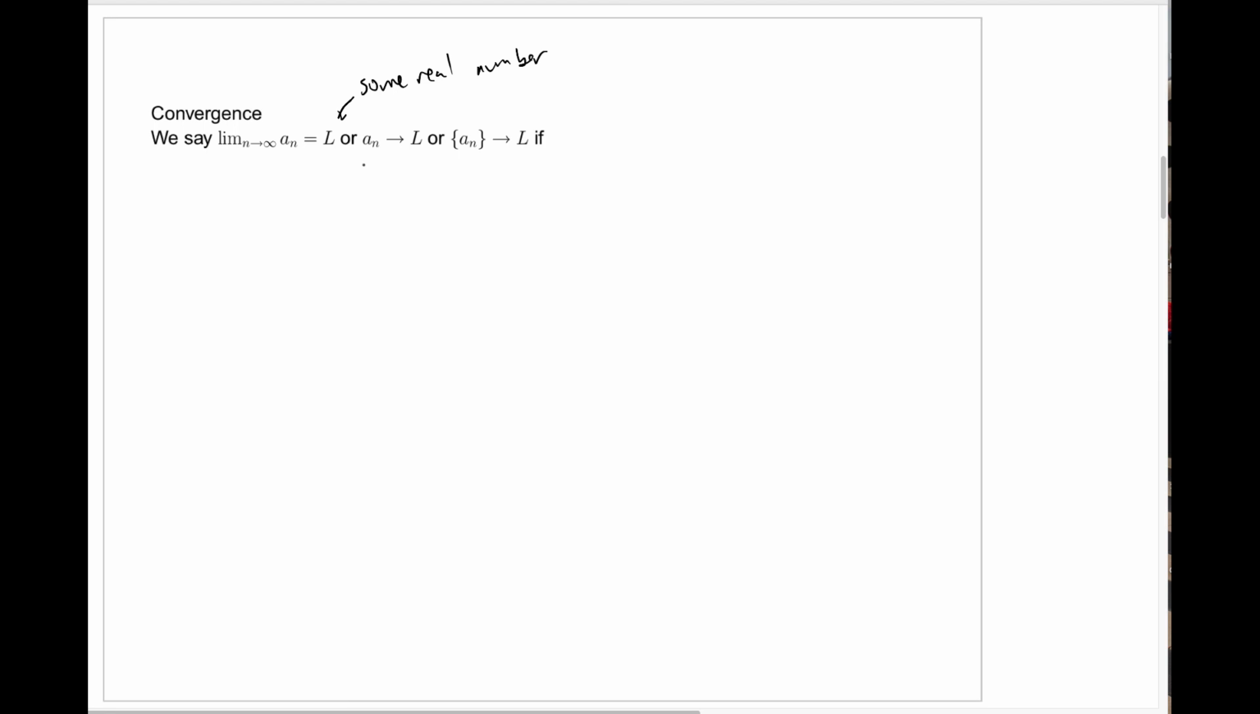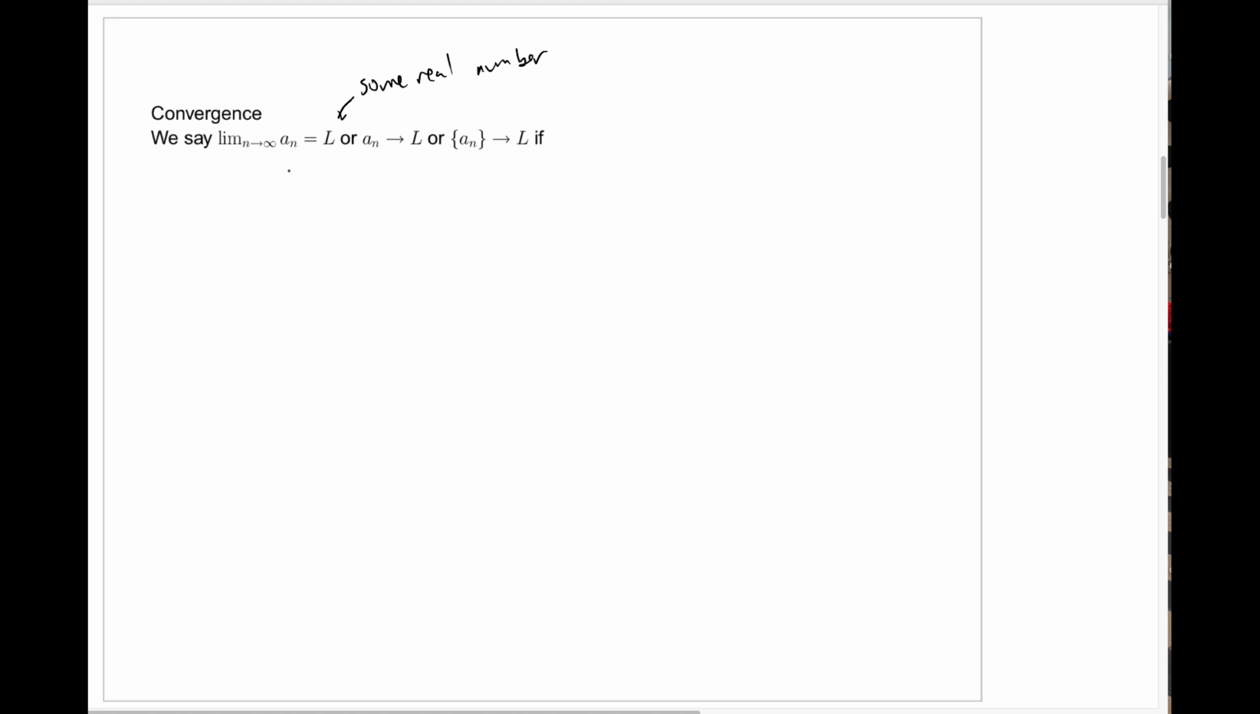This is just other notation to say the same thing. When I write a sub n approaches L, it's just a right arrow, but we read that as a sub n approaches L, and it will mean the same as the limit as n approaches infinity of a sub n equals L. And sometimes we can write that same thing by saying the sequence a sub n approaches L. Well, what that will mean is that the terms in the sequence, the a sub n's, the nth term, get very close to L when n is big.